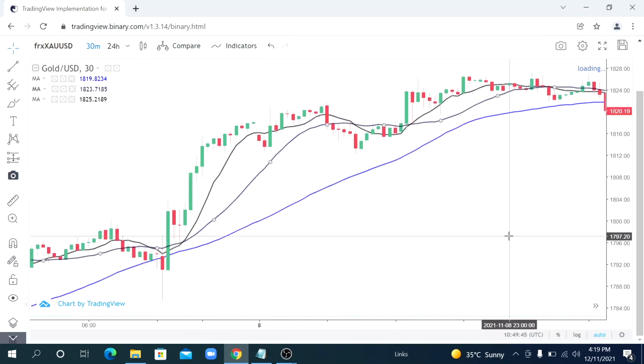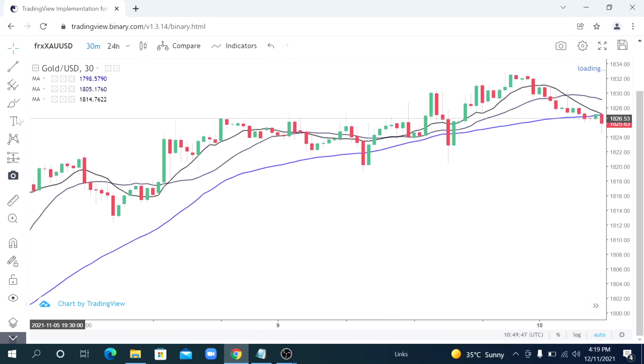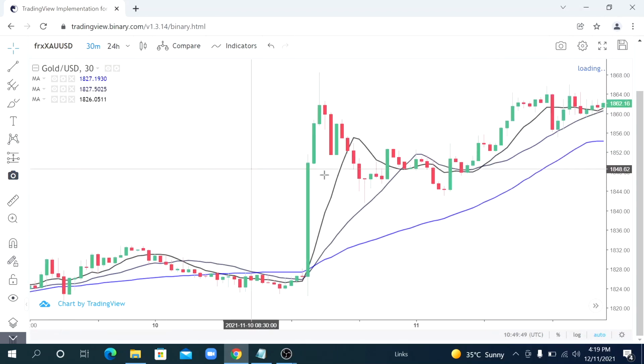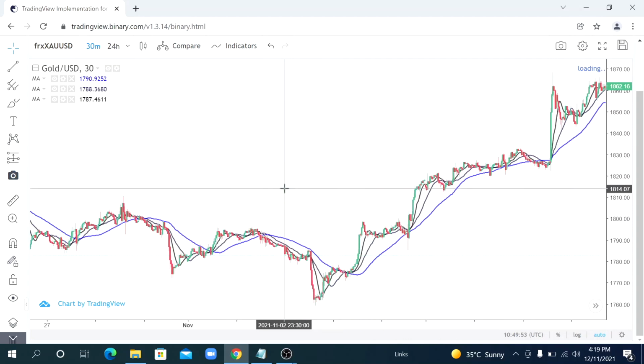What I mean by sideways is a market that is not trendy. You can't use moving average on such a market. If a market is not trendy, you won't get the best out of moving average. In this market, I think it is trendy, so you are getting the best. But if it's ranging or consolidating, you may not get the best out of moving average. So the best time to use moving average is when the market is trending.